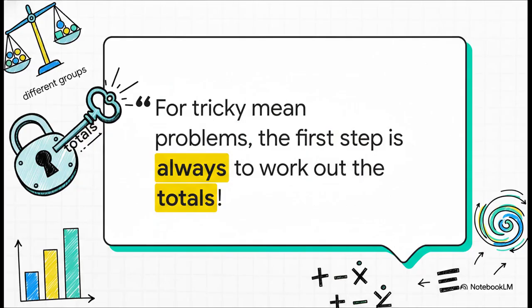Job done. So if you take one thing away from this explainer, let it be this. When you see a mean problem that talks about different groups or asks you to work backwards, your very first move should always be to work out the totals. That's the key. Once you've found the totals, the rest of the question usually just becomes simple subtraction and division.